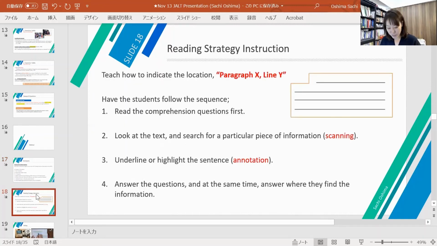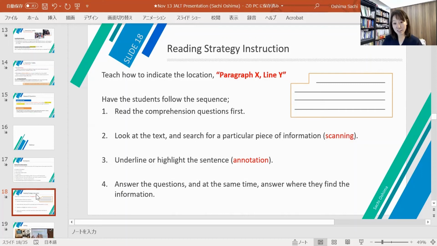As for the reading strategy instruction, I followed these sequences as you see on the slide. At the beginning of the course, I introduced the expression to indicate the location in the reading text: Paragraph X, line Y. Then the students went through the following sequence. 1. Read the comprehension question first.